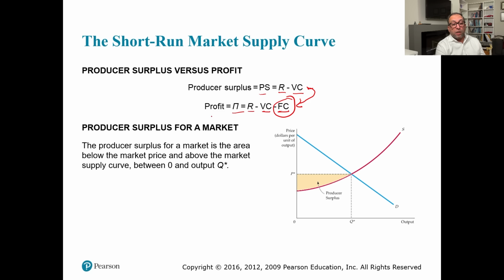Producer surplus for a market. The producer surplus for a market is the area below the market price and above the market supply curve between 0 and Q2 output. So this whole area is the producer surplus. You must remember that in producer surplus there is nothing that we add as fixed cost. But in profit, when we want to calculate it, we have to take care of the fixed cost as well. So this is all we are going to discuss in part 1.